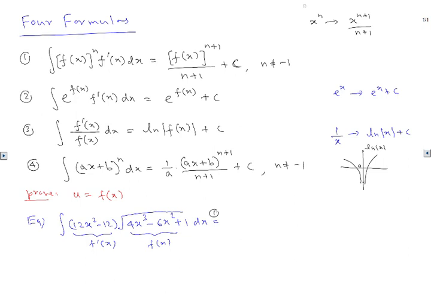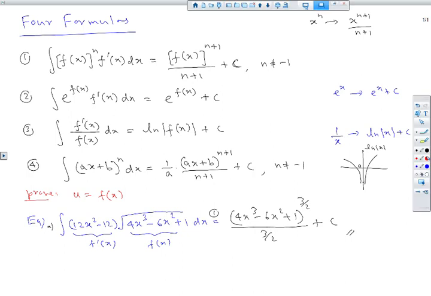According to formula number 1, here n equals 1/2. So if you put n equal 1/2, you see f(x) and f prime of x, so you can directly write the answer. So it's going to be 4x cubed minus 6x squared plus 1 to the power 3/2, divided by 3/2, plus c. It's very simple, and you can directly write it like that, because you're going to see f(x) and its derivative.